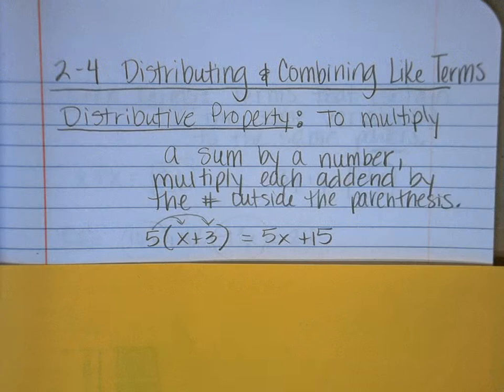Okay, so the sum is the x plus 3, right? The addends are x and 3, and then the number on the outside is the 5. That's what all those terms refer to. So when you multiply with the rainbows, you get 5x, and then the 5 times 3 is 15. What happens to a lot of people is they're good with the first term, but they're not good with the last term. So they'll do 5x plus 3 there, or 5x plus 5. They forget to multiply. So I always say a real good strategy here is to actually draw those little rainbows.